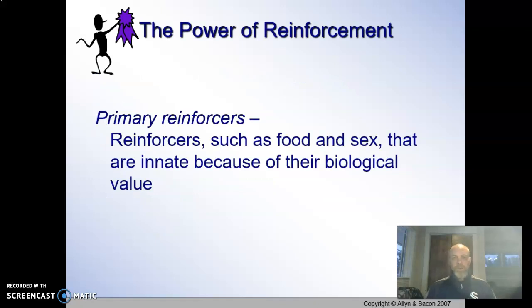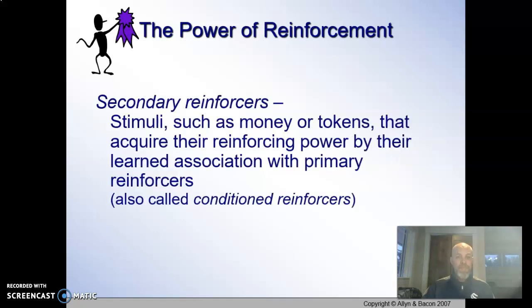Primary reinforcers are things like food, water, sex, biological things. We need to reproduce. We need to eat. We need to drink. So those are innate biological reinforcers. We need those things, so they're going to be very, very strong as far as the reinforcement abilities of them. Okay? Secondary reinforcers are things that we have come to associate with those primary ones.